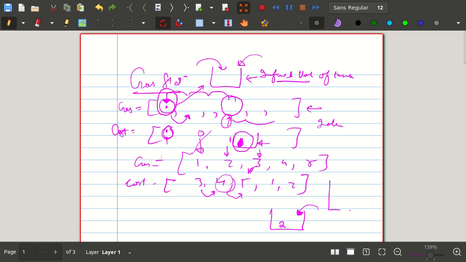Now when we start with index 3, our tank will have 4 amount of gas, and the cost to move to the next index is 1. So we can move to the next index, and when we reach the next index, our tank will have 3 amount of volume.